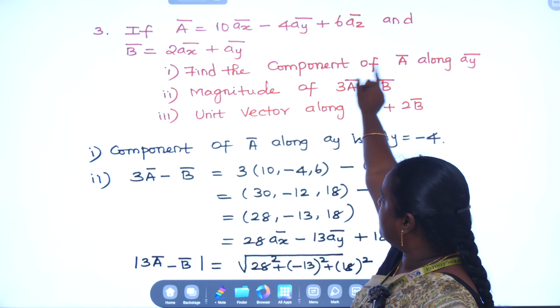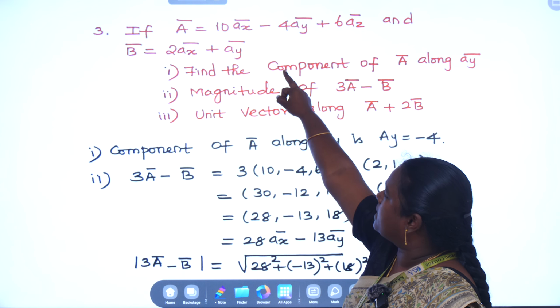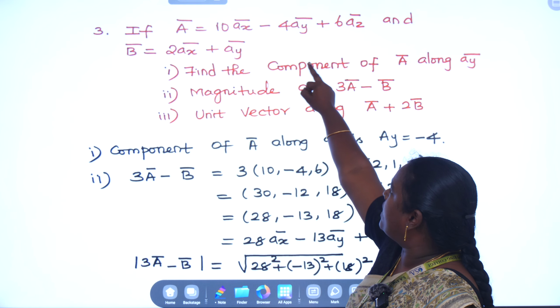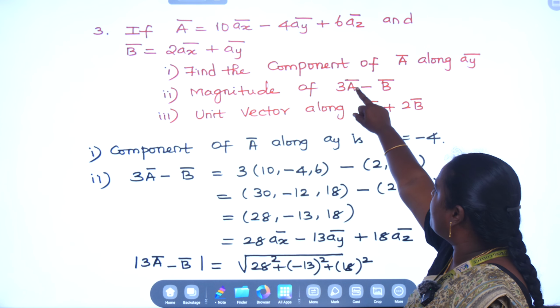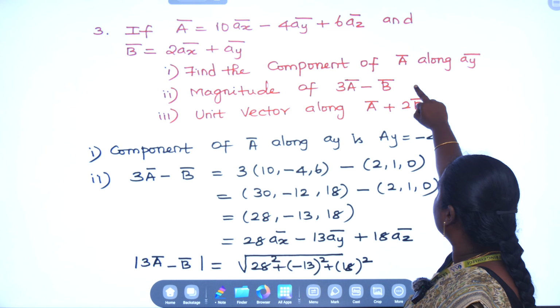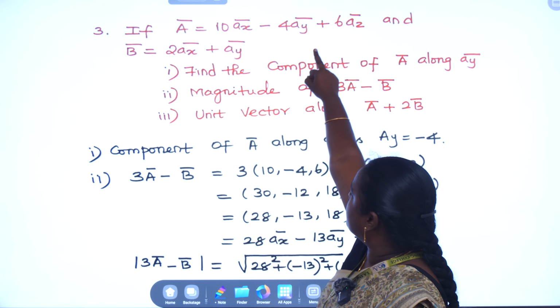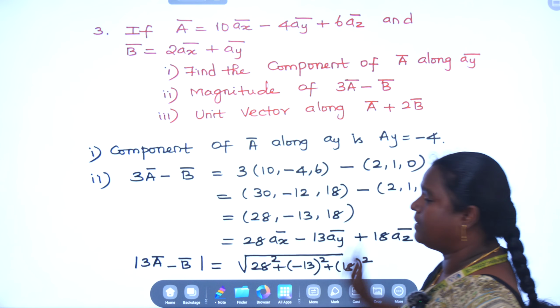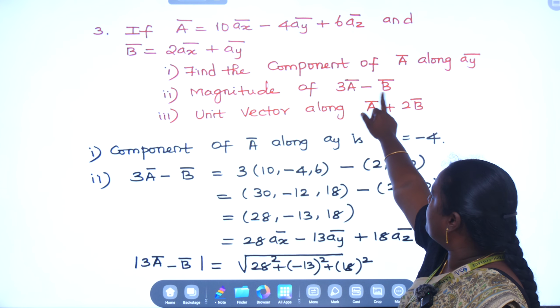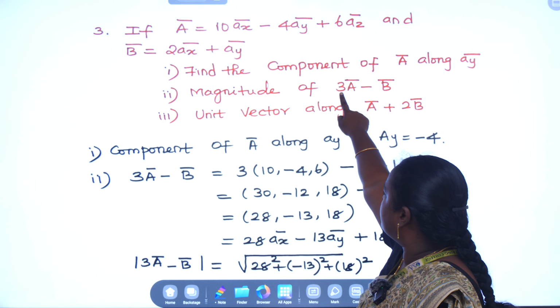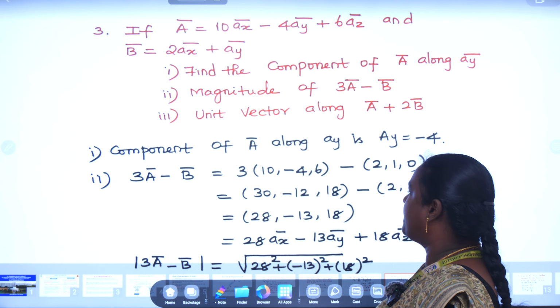From the given question, the magnitude of x is 10, the magnitude of y is minus 4, the magnitude of z is 6. The given question is find the component of A vector along AY. In the AY direction, the component is nothing but minus 4. So the second question is magnitude of 3A minus B. So multiply 3 with A vector and then subtract B.